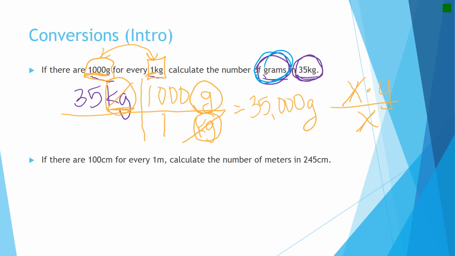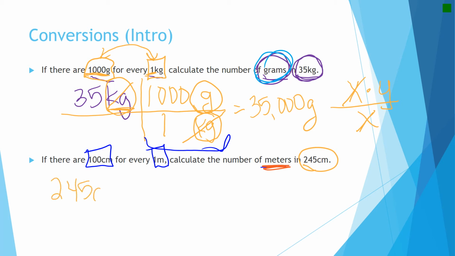All right, let's try the next one. There are 100 centimeters for every 1 meter. That automatically means that those are conversions, so I'm going to use them in the T part later on. Calculate the number of meters. So I'm finding meters in 245 centimeters. I'm going to start with 245 centimeters and set up my T chart.